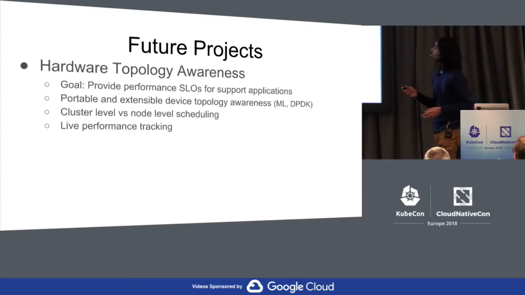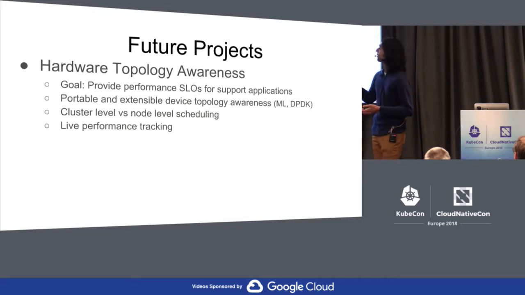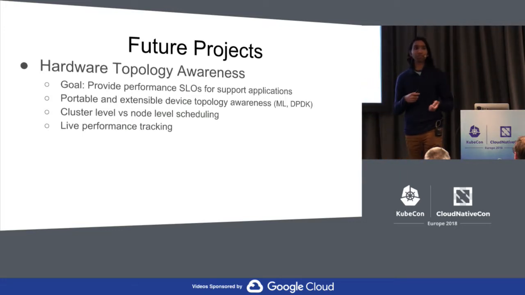So another project that we're working on is hardware topology awareness. Again, this is something that traditionally people have fine-tuned manually, where you fine-tune an app to run on a specific NUMA node or a specific set of CPUs, and you choose the right GPU you want to run on, and so on and so forth, right? Like if you have a network app, you choose that I want to run on CPU socket 0, for example.